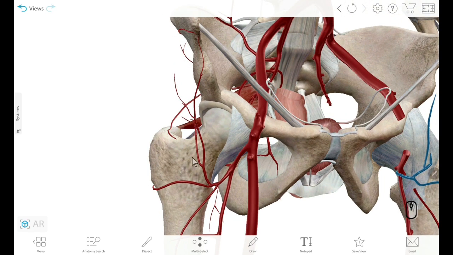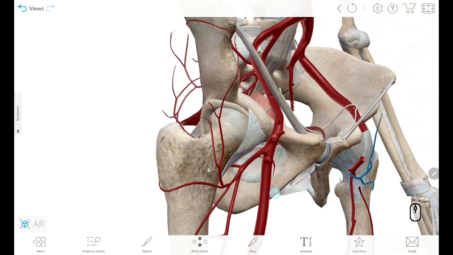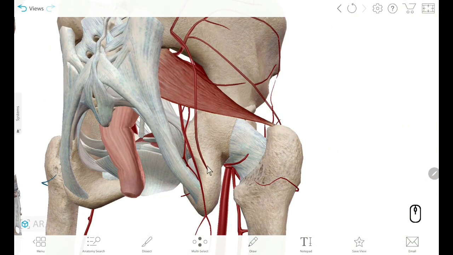So let's discuss the arteries which form the trochanteric anastomosis. The trochanteric anastomosis is formed by the ascending branch of the lateral circumflex femoral artery. This here is the lateral circumflex femoral artery, and this is the ascending branch. It is also formed by a branch given off by the medial circumflex femoral artery. The medial circumflex femoral artery also gives off an ascending branch which goes to the trochanteric fossa, along with the ascending branch of the lateral circumflex femoral artery.